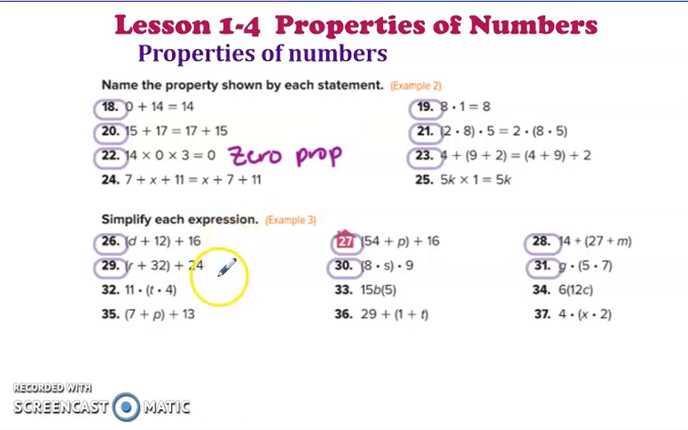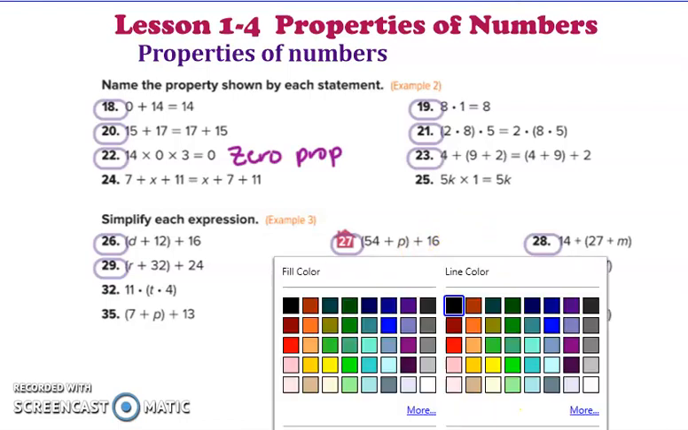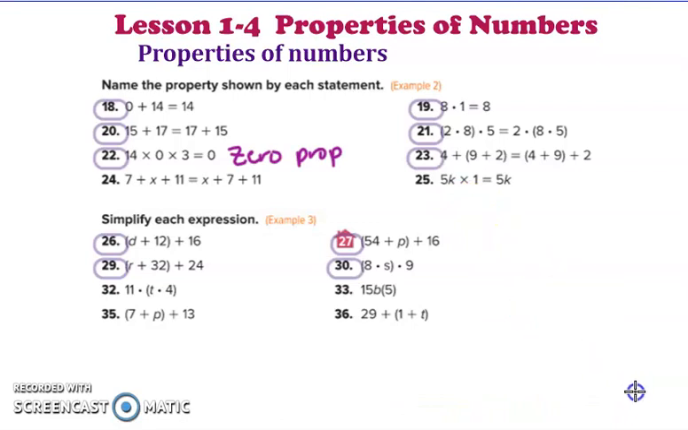Okay, down here, which one shall we look at? I think we need to look at number 27. Hold on, give me a moment here. I'm getting all set up. Number 27. Okay, we've got 54 plus p plus 16.